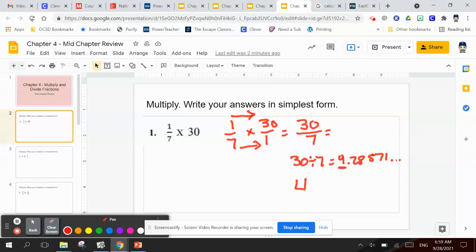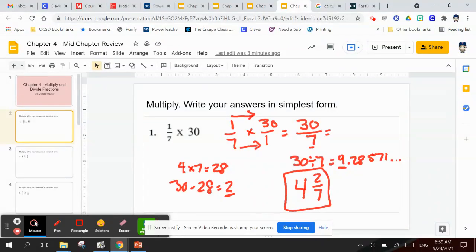That's going to be my whole number. So over here off to the side, I'm going to take 4 times 7, which is 28. And I'm going to subtract that from 30. So 30 minus 28 equals 2. So that's my numerator. My denominator is 7, so I get 4 2/7.